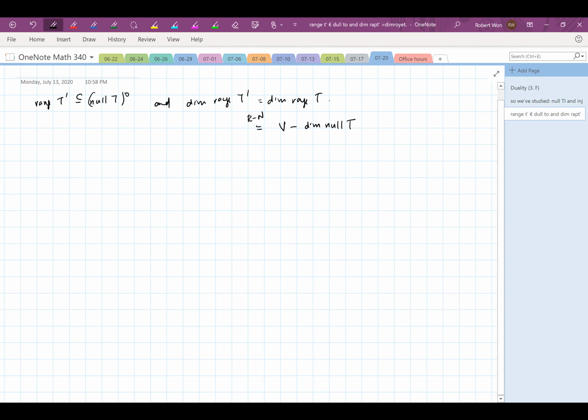But now again, we have this result that if you add up the dimension of the subspace and its annihilator, you get the dimension of the space that it lives in. So this is the dimension of the annihilator. So I have this subspace is contained in this one, and they have the same dimension. So these two facts together give you that the range of T dual is equal to the annihilator of the null space of T. Okay, I mean, if you want, you can also prove the opposite inclusion directly. I mean, it's not a bad idea. It's maybe a good exercise that you should try.